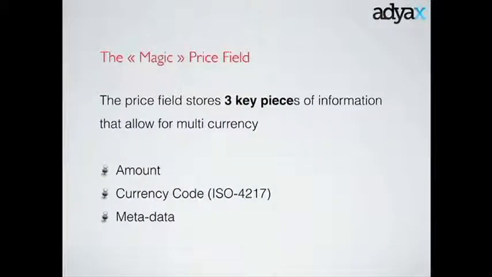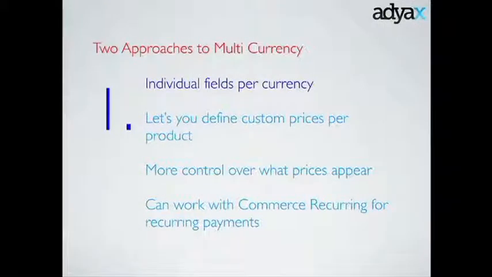The magic price field stores 3 key pieces of information: the amount, its currency code, and then some metadata which lets you do nice things around pricing. So if you want date-specific pricing, you can store nice metadata in the serialized array. In the Commerce Multi-Currency module, there are 2 approaches. One lets you manage less data, so you can have your price field in all of your different currencies and just have an exchange rate reference from either an exchange rate mechanism or a custom exchange rate mechanism, meaning you only have to enter 1 price and the rules engine will dynamically convert your prices for your products.